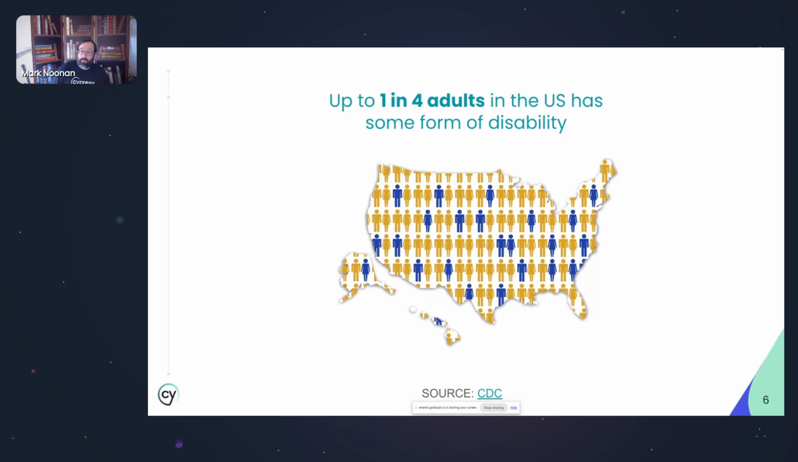So the CDC reports that up to 1 in 4 adults has some form of disability. These can be visible and noticeable. These can be invisible. They can affect your life in various different ways. But disability is really, really common. And a lot of us are facing disabilities as we age, even if we don't have any right now. As a part of old age, there seem to be some issues that come with that.